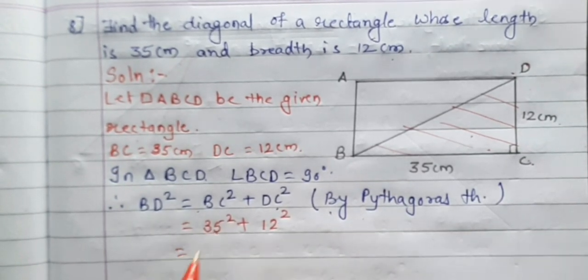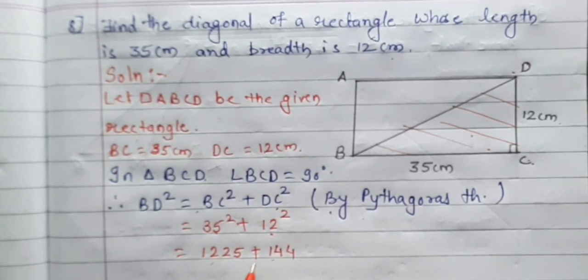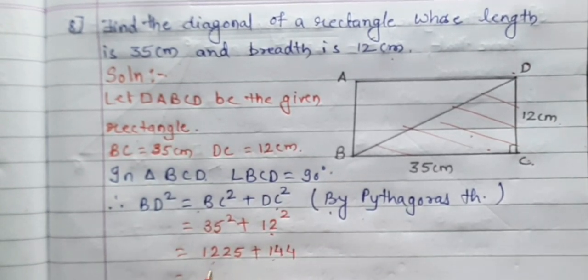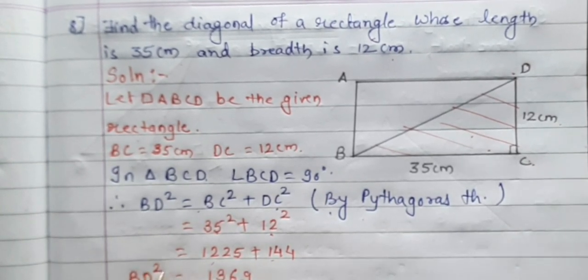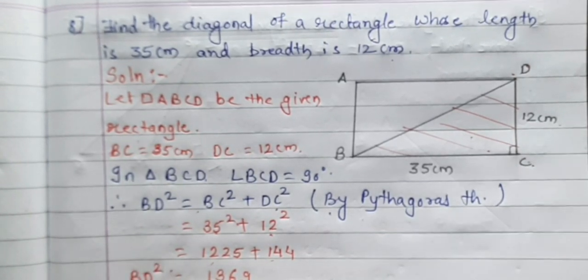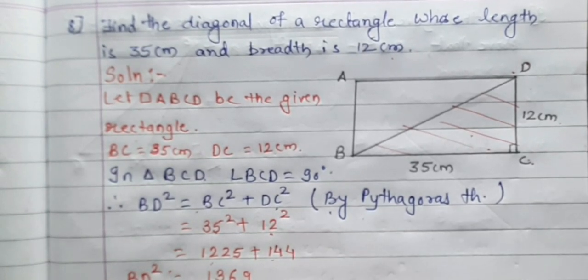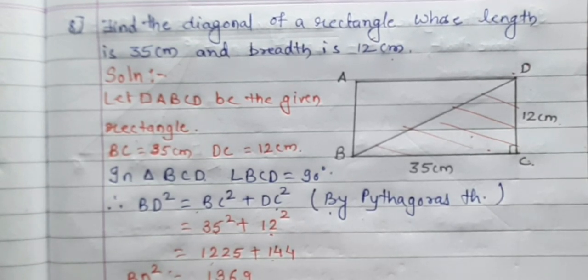Now square of 35 is 1225 plus square of 12 is 144. When I add this, what do I get? I get 1369. Now this is BD square. Now what we want? We want BD. So what will be the length of BD? We have to take square root of it. So square root of 1369 is 37 centimeter. Right? What it is? 37 centimeter.